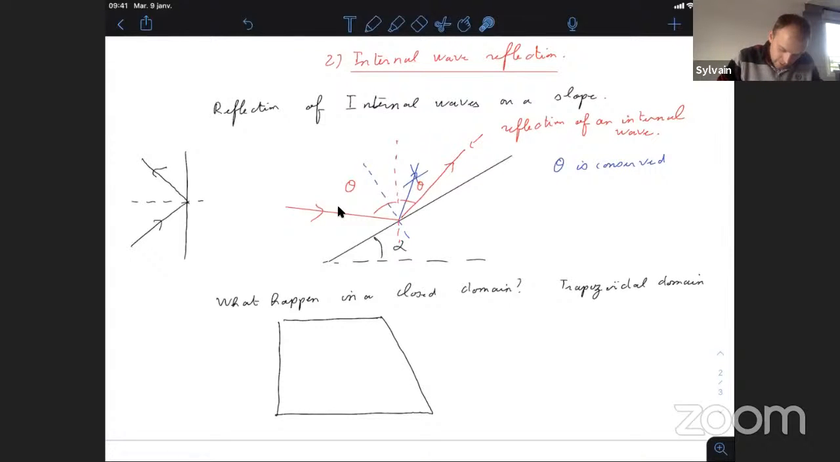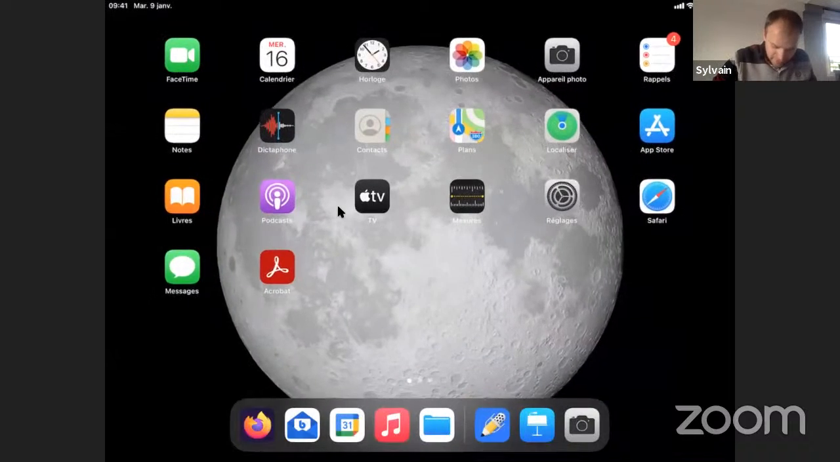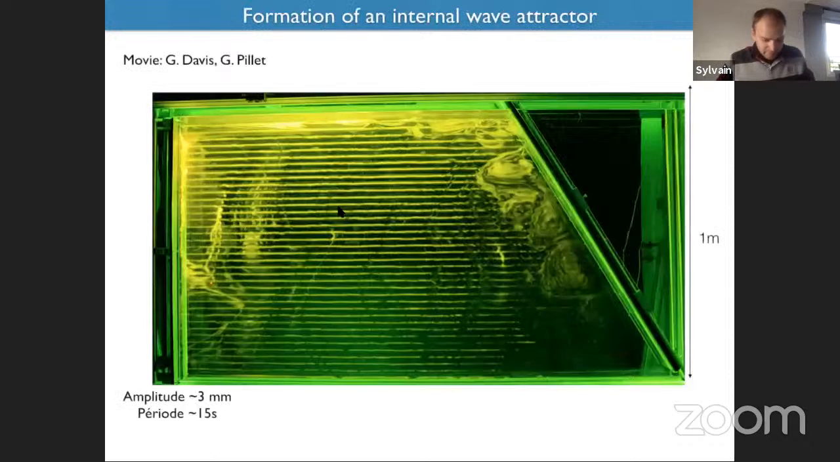But in this domain, you have an inclined slope. In the experiments on the attractor, we inject energy over the whole height here. And I think the best is I show you a movie. The movie is this one.